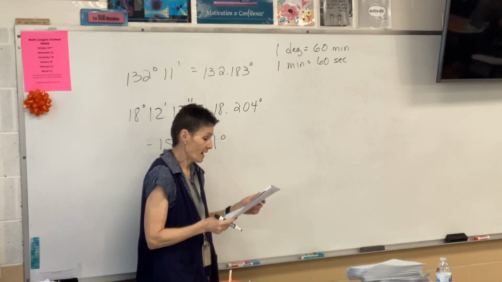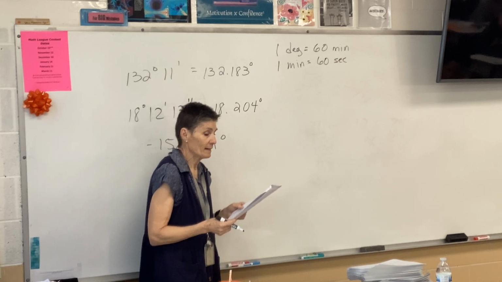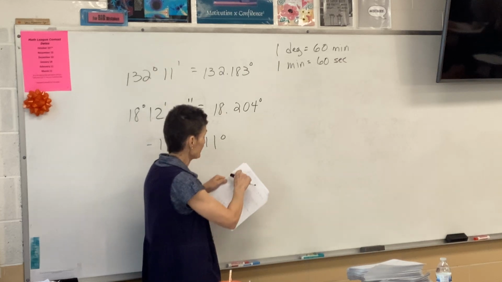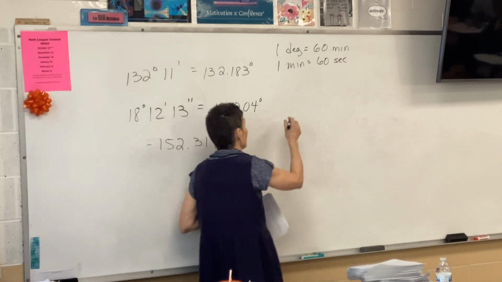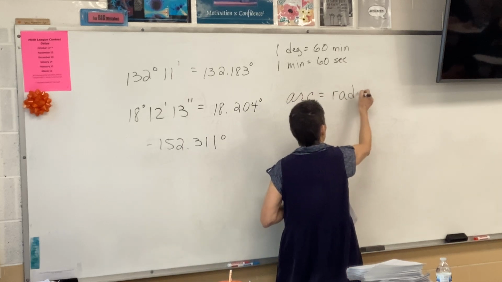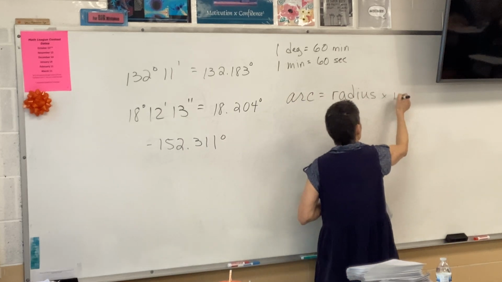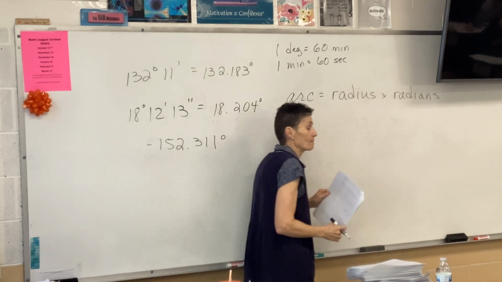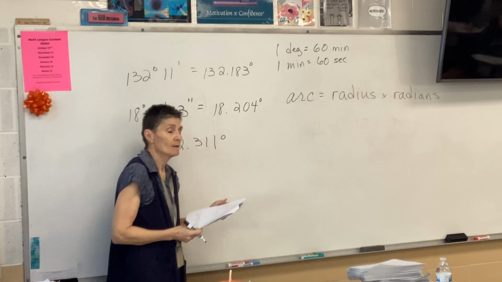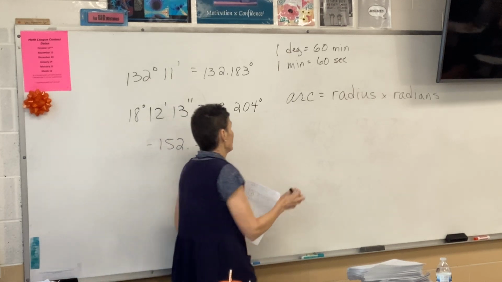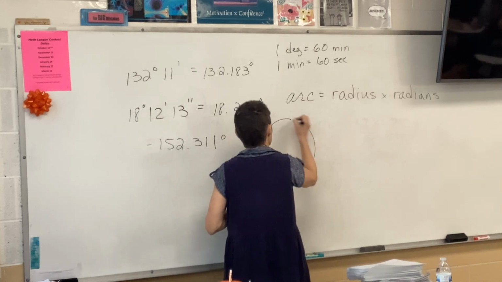All right, part 5. We need to write a little formula down for part 5. So over here on the side, there's a very simple little formula. Arc length equals radius times radians.